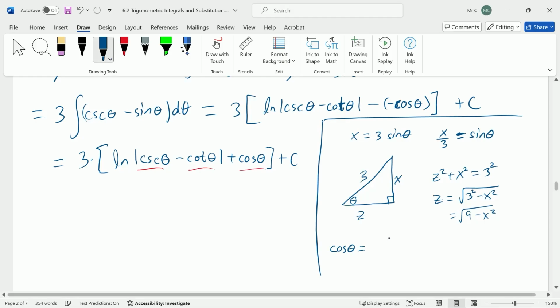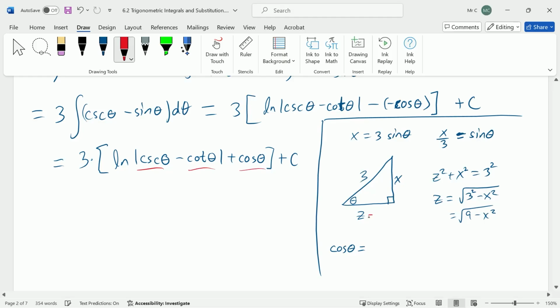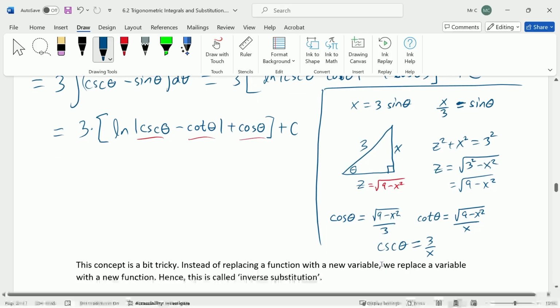Cosine of theta, that's going to be the adjacent over hypotenuse. So that's the square root of 9 minus x squared over 3. Cotangent of theta. Well, tangent is opposite over adjacent, so cotangent is adjacent over opposite. So that's the square root of 9 minus x squared over x. And finally, what else did we need? We needed cosecant of theta. But cosecant of theta is actually 1 over sine of theta. So I can just look at sine of theta and take the reciprocal. I don't even have to look at the triangle for that one.